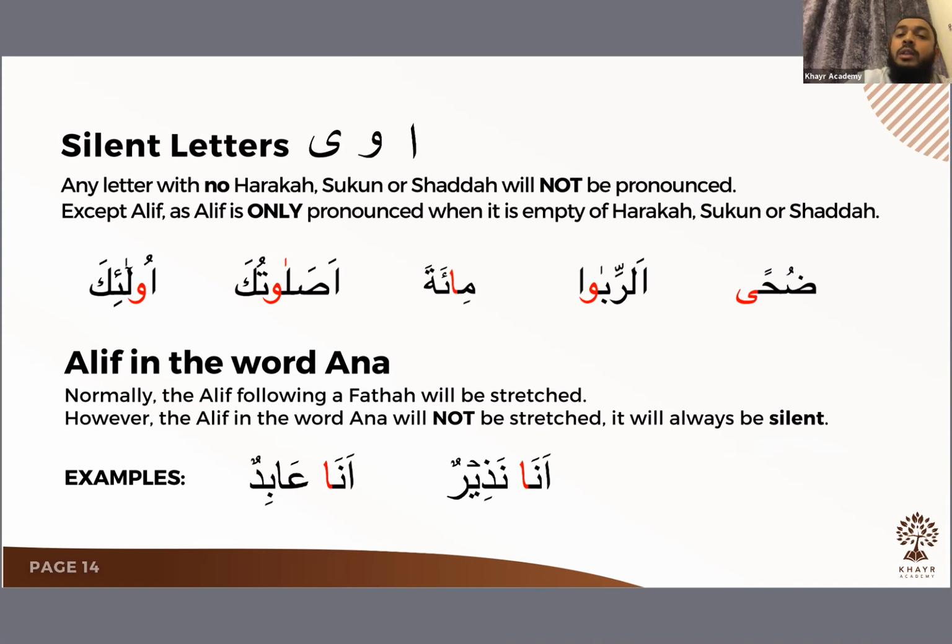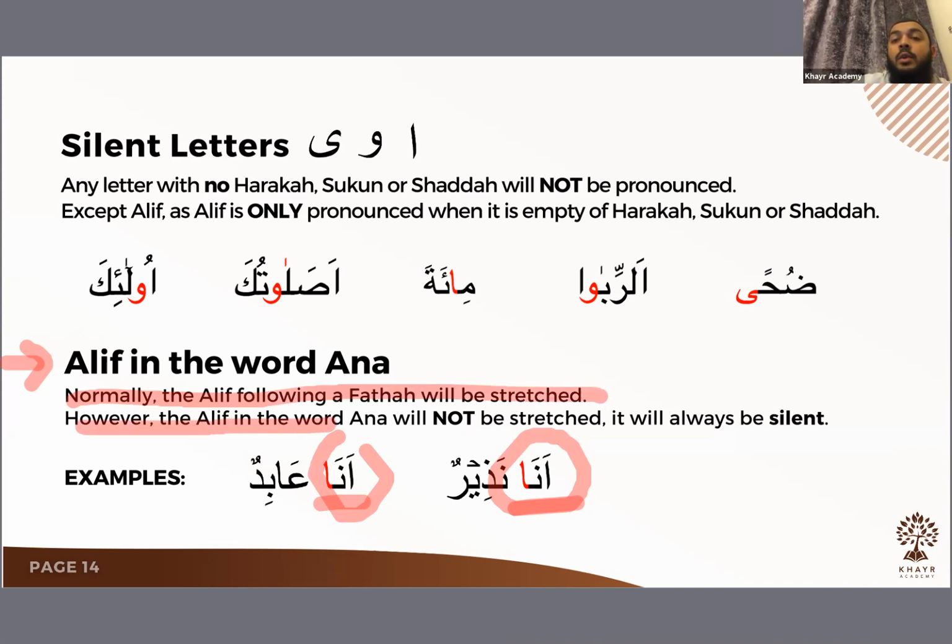So everywhere in the Quran, if the word ana comes, ana, wala ana abidum ma abadtum. That's why in Qul ya ayyuhal kafirun you don't say wala ana abidum, we say wala ana, even though after fatha there is an empty alif, we don't make it long. But this only happens with this word ana. Normally the alif following the fatha will be stretched. However, the alif in the word ana will not be stretched, it is always silent.